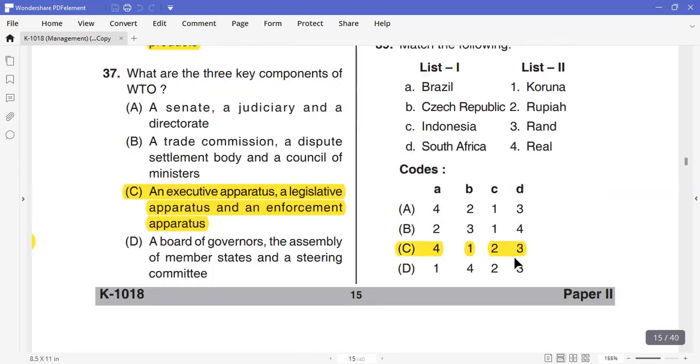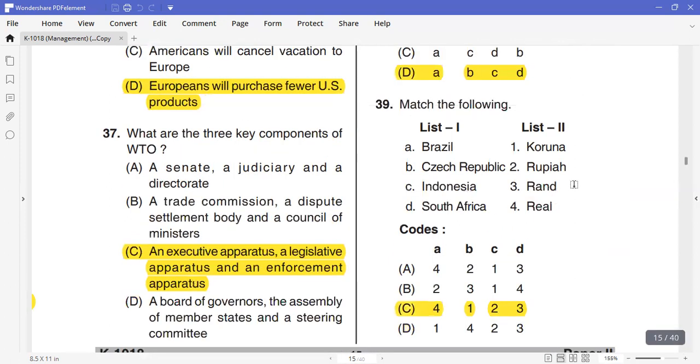Now we go for the 39th question. Once again, match the following. The correct option is Brazil. So here countries are given and the currencies are given. So you have to match the country versus currency. So the Brazil currency is called real.